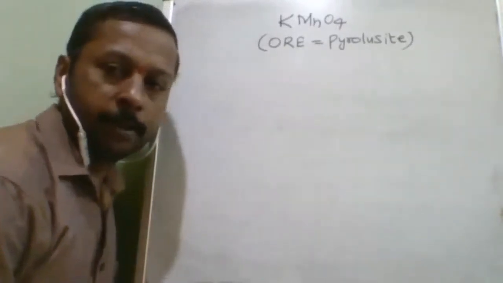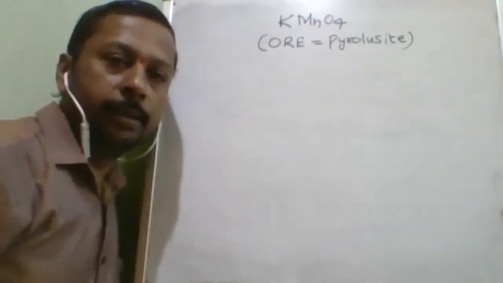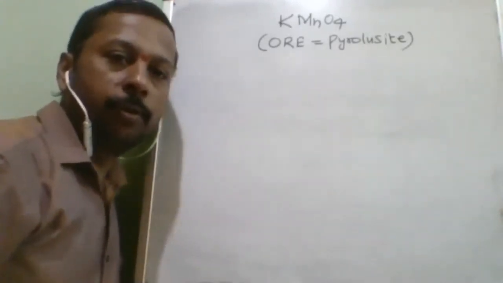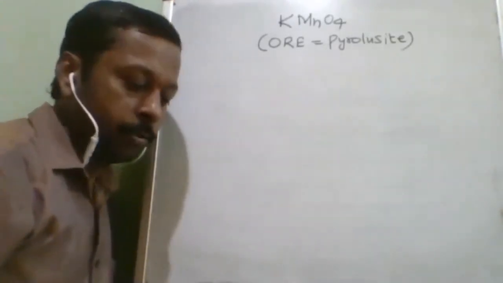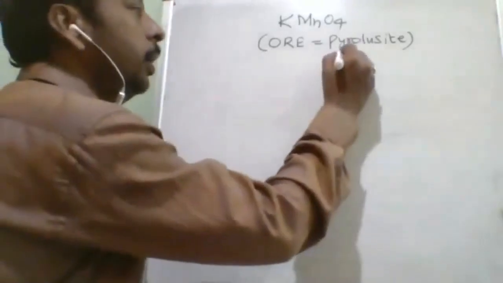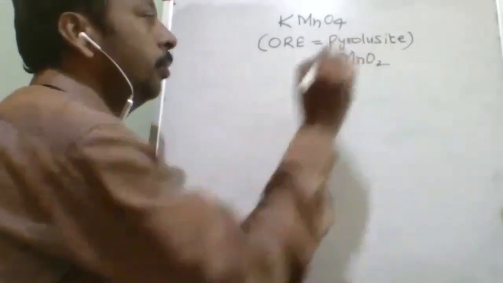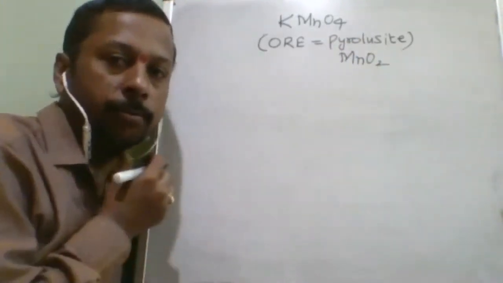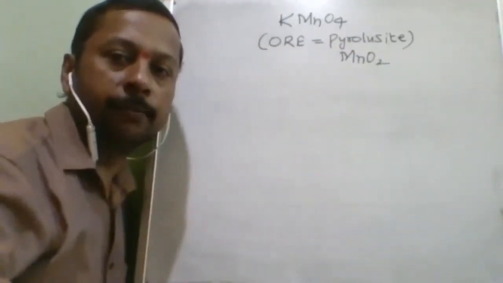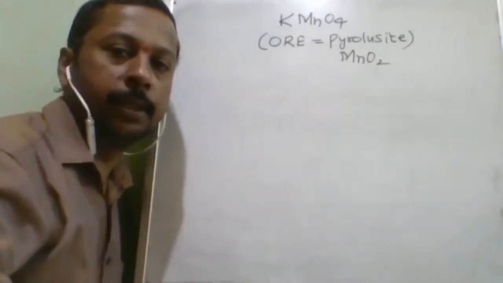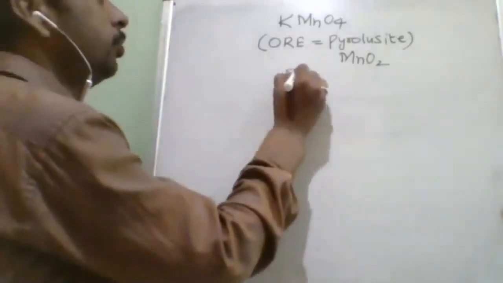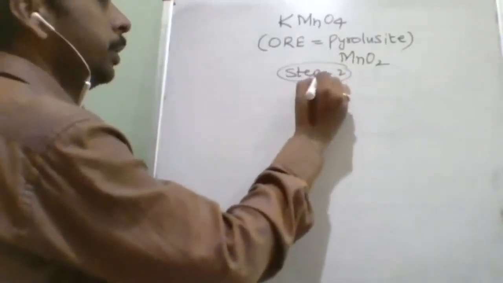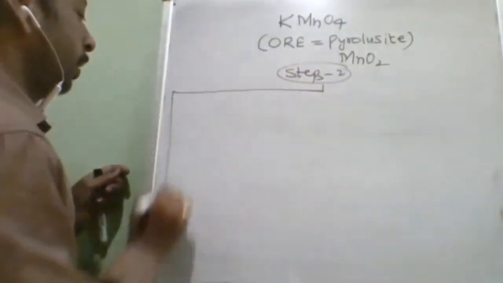For any preparation method, first of all, the major thing you should know is the ore. KMnO4 is manufactured from the pyrolusite ore. Pyrolusite ore is MnO2. And the number of steps in which it is prepared is two. Steps are two in quantity.